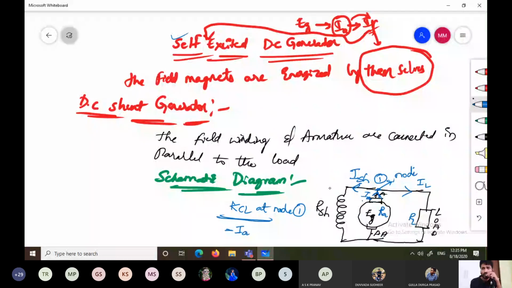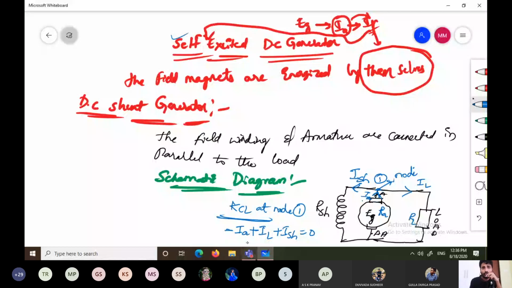What are the outgoing currents? IL and ISH. Yes. So IL and ISH are taken as positive. Why? Because these are outgoing currents. It is equal to 0. Why I have written it as equal to 0 is that there are no other currents at this node besides IA, IL and ISH. So the sum of the algebraic currents which are meeting at a particular node is equal to 0.